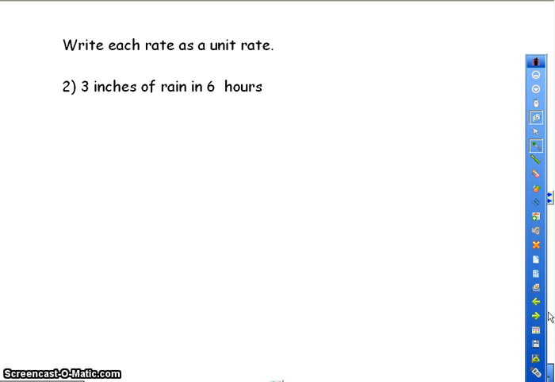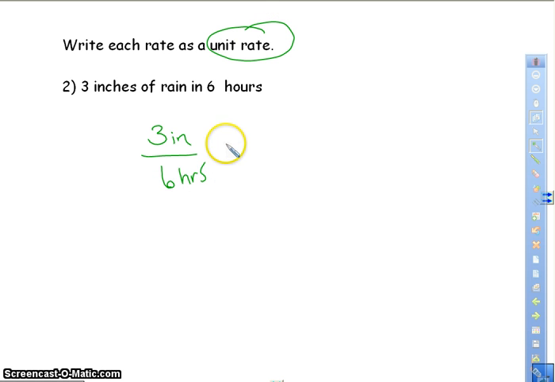Now we're going to find the unit rate. It says 3 inches of rain in 6 hours. Your unit rate means I'm going to represent this per 1, so I want the hours to just be 1 hour. If I'm doing that, I'm taking 6 divided by 6 to equal 1. 3 divided by 6 equals 1/2, or 0.5.